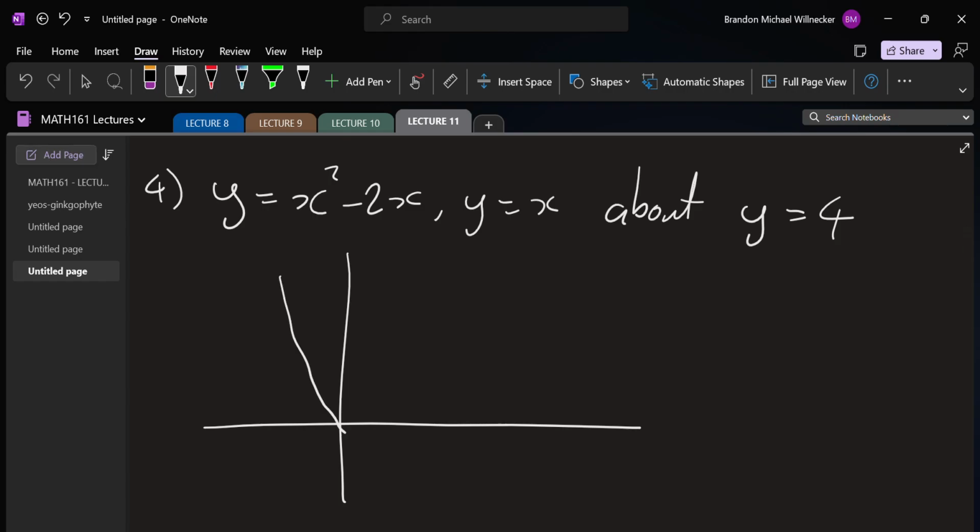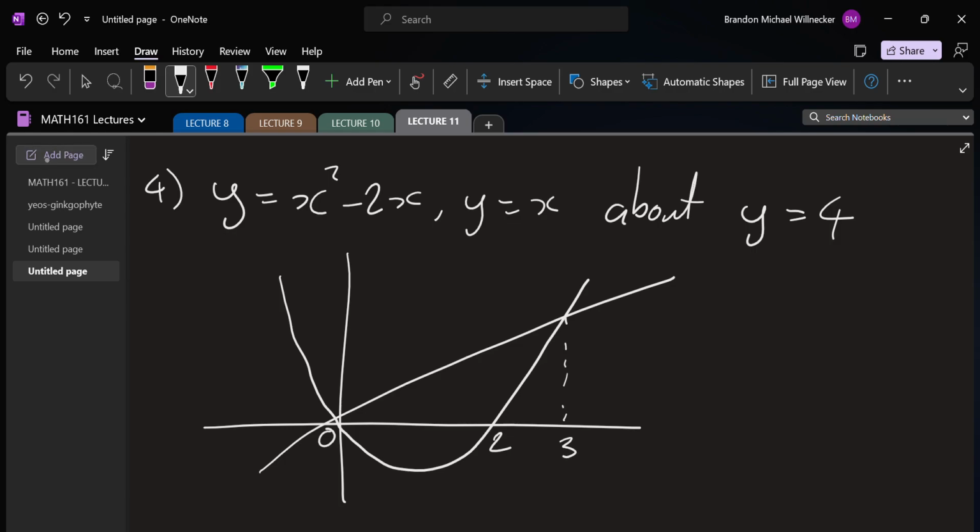So how does this work? Well, let's sketch this. x squared minus 2x is going to look something like this. Here's 0, there's 2. y equals x looks something like that, and they intersect here at 3. So this is our region, that bit there in red, because between those intersection points of the line and the parabola, we have that red region. We're going to take this region and rotate it around the line y equals 4.